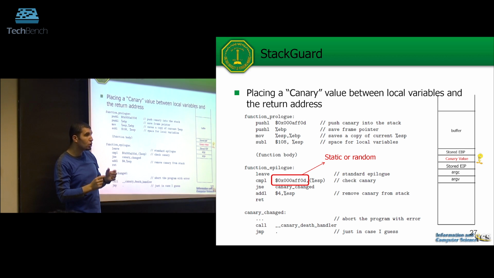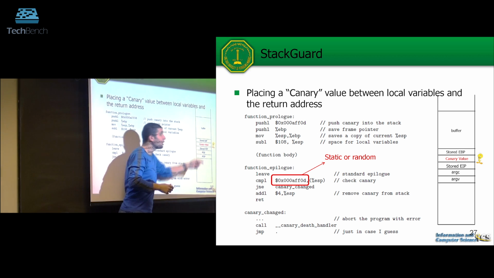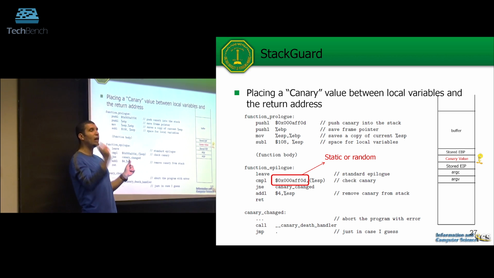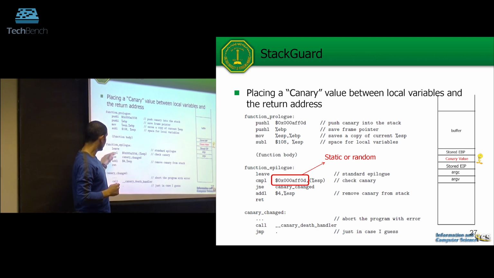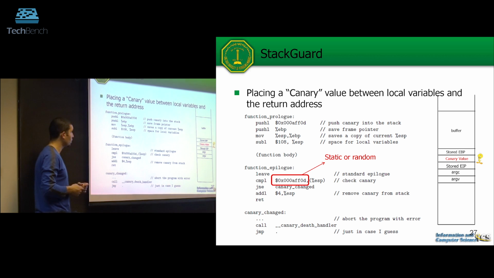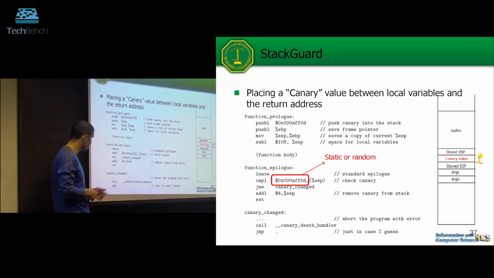Whenever you exit, you go to the value stored on the stack and compare it with the value you know you placed there. So here you compare, and this instruction is jump if not equal. If it is not equal, it jumps to some function that will terminate the program because the canary value has changed. Jump if not equal to the canary death handler. Now, this can be avoided.